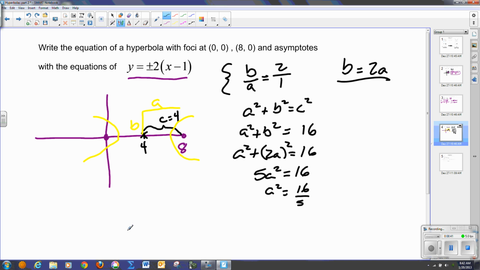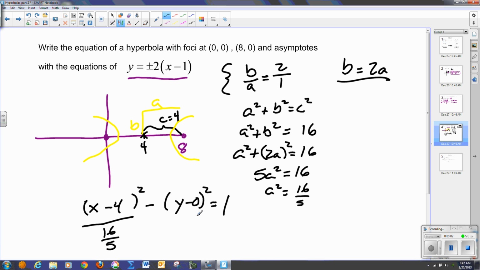If I know this, then I can start writing my equation because I have my center at 4, 0. So x minus 4 squared minus y minus 0. Don't have to write the minus 0, but I'm going to in this case. And then I need my a squared term first, which I have. That's 16 over 5. Now I have to finish up by finding b squared, but I can find that by plugging it into this equation here. And what I think I'm going to do is I'm going to take and square both sides of this.